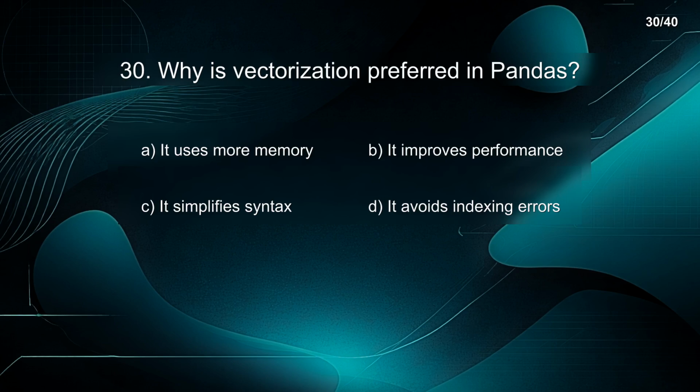30th question. Why is vectorization preferred in pandas? A. It uses more memory. B. It improves performance. C. It simplifies syntax. D. It avoids indexing errors. Correct answer is B. It improves performance.